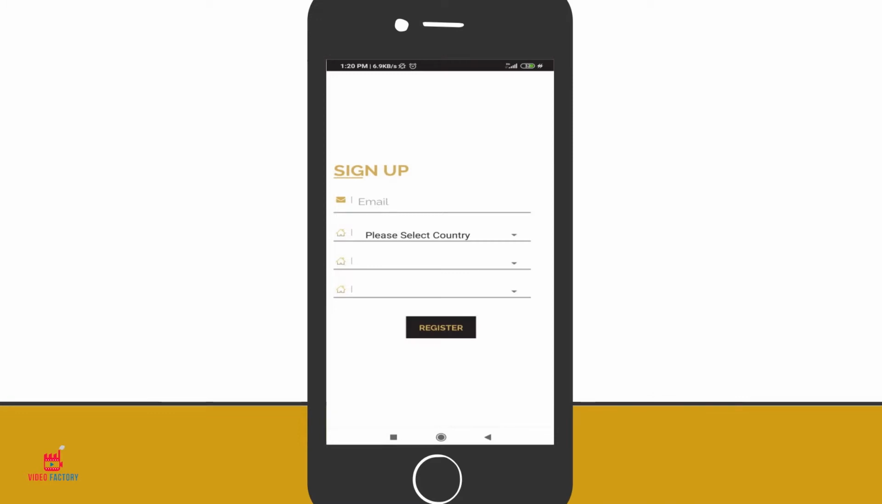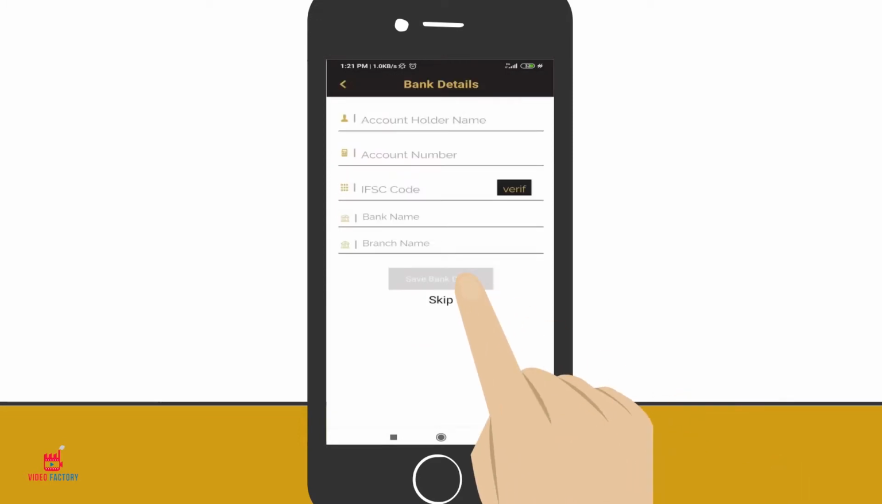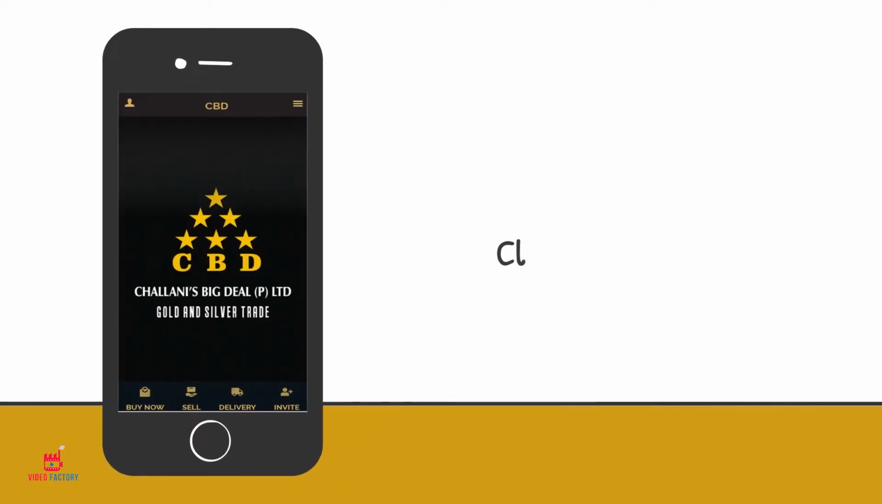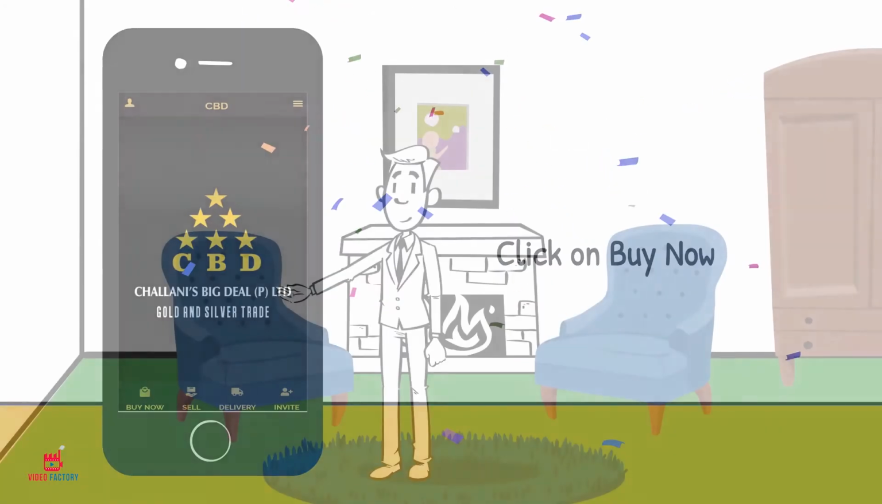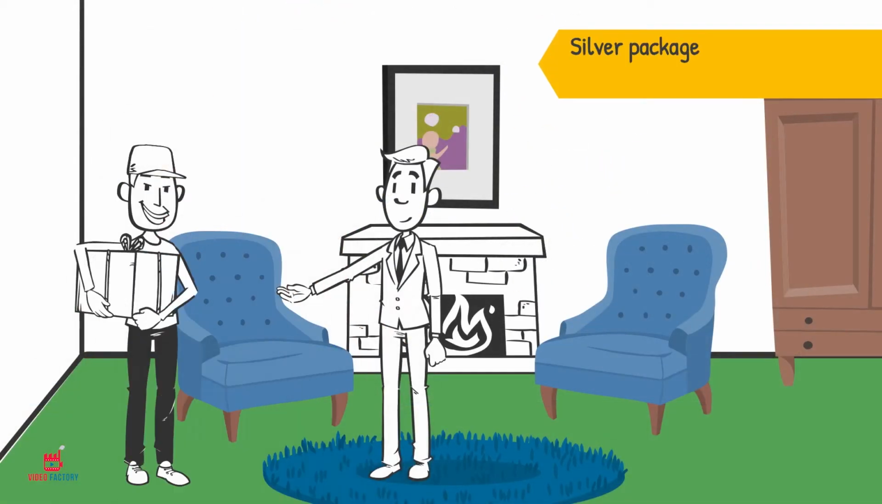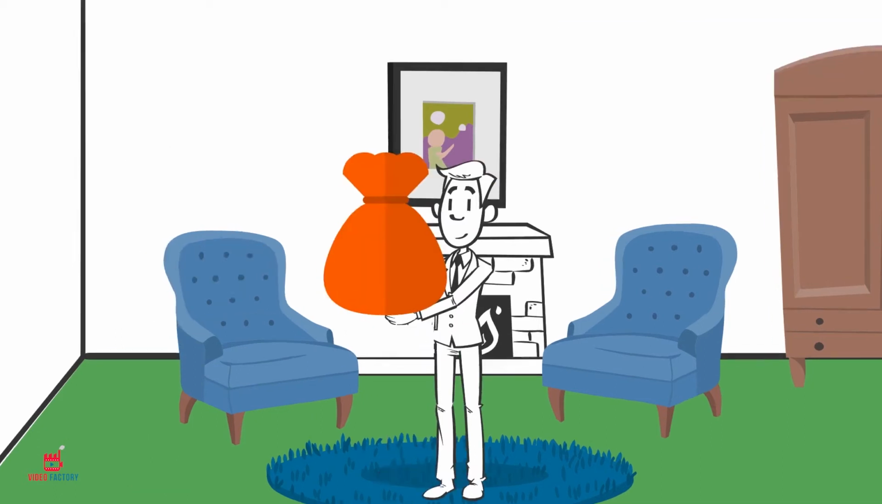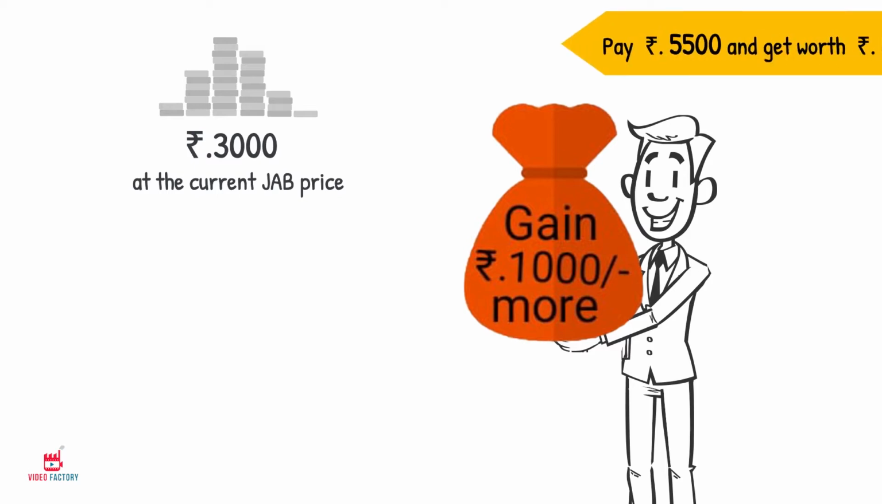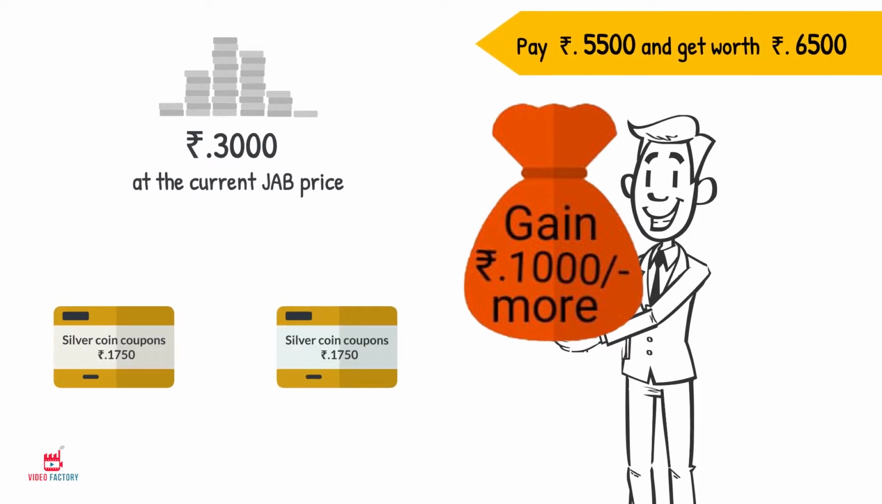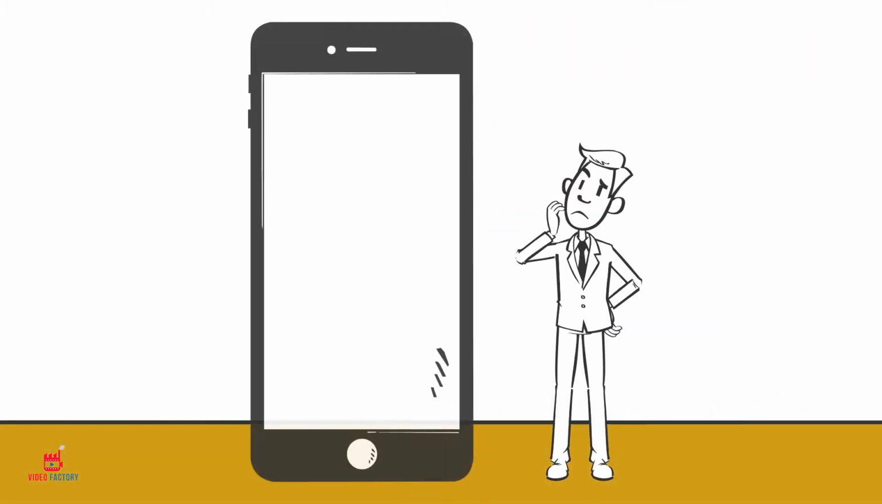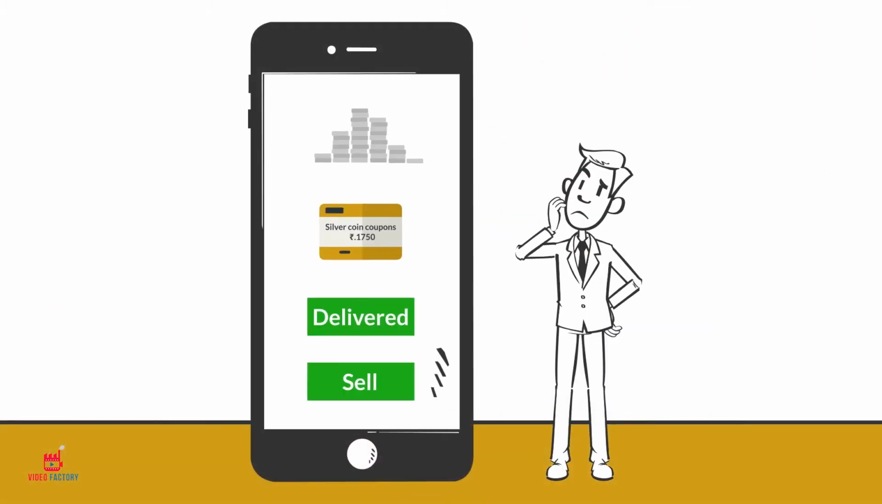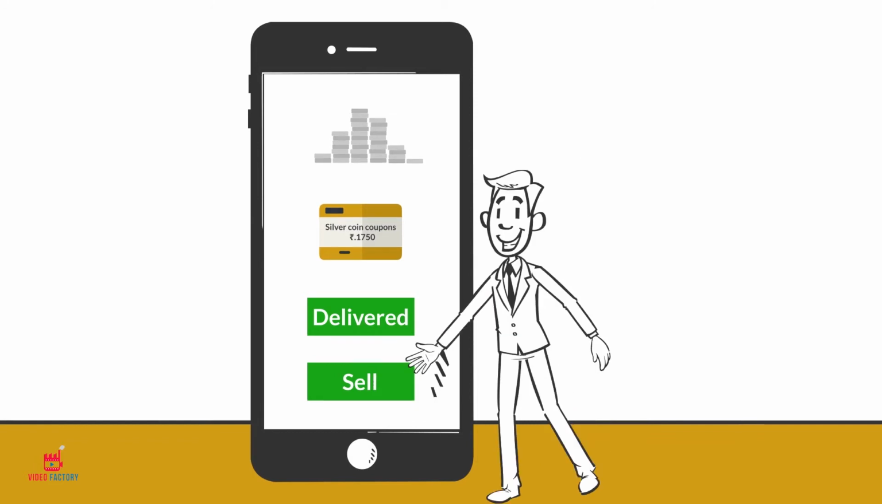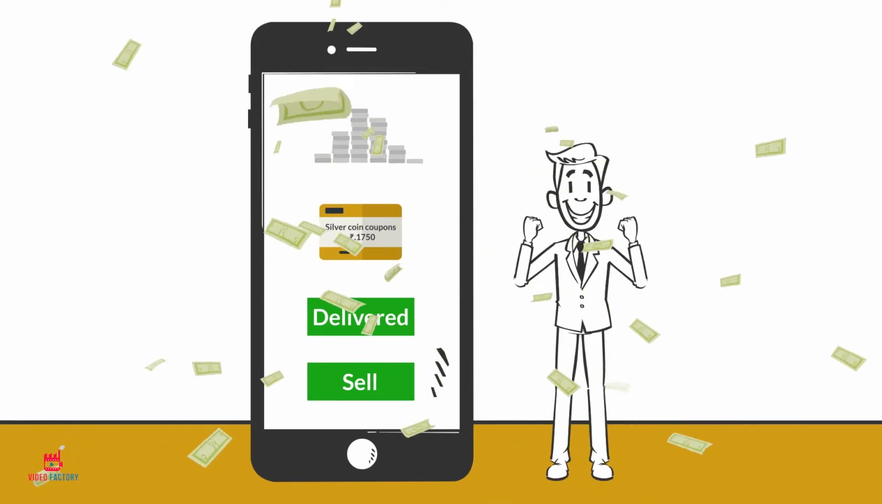Sign up on the Silver Trade application, enter your details, address, and payment mode. Click on Buy Now. On your silver package purchase worth rupees 5,500, you get pure silver coins worth rupees 3,000, along with two complimentary silver coin coupons worth rupees 1,750 each. You can either choose to get your silver coins and complimentary coins delivered, or sell it back to the company for cash at same buyback value.